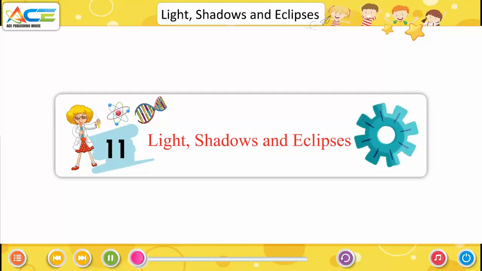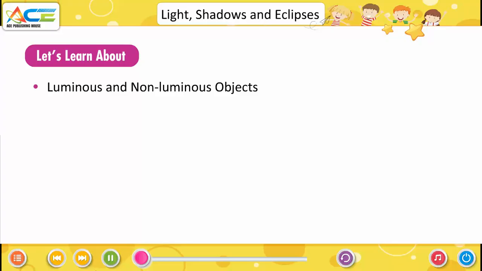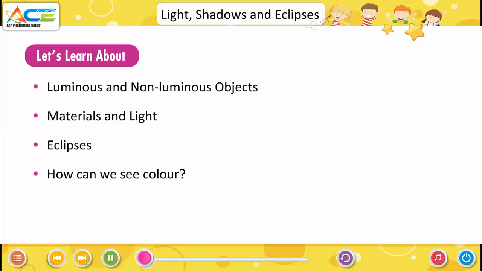Chapter 11. Light, Shadows and Eclipses. Let's learn about luminous and non-luminous objects, materials and light. Eclipses. How can we see color? Shadows.